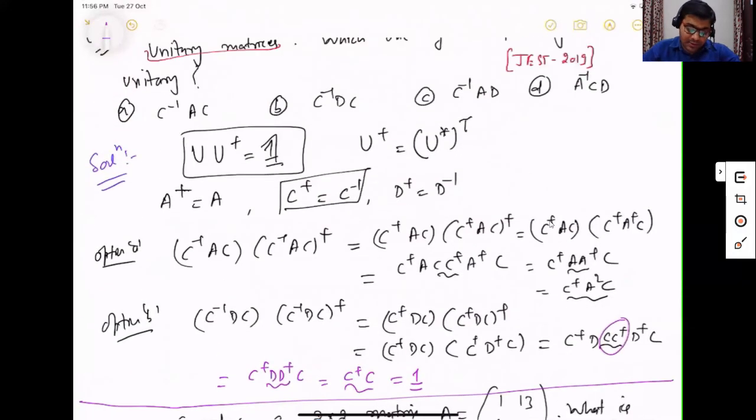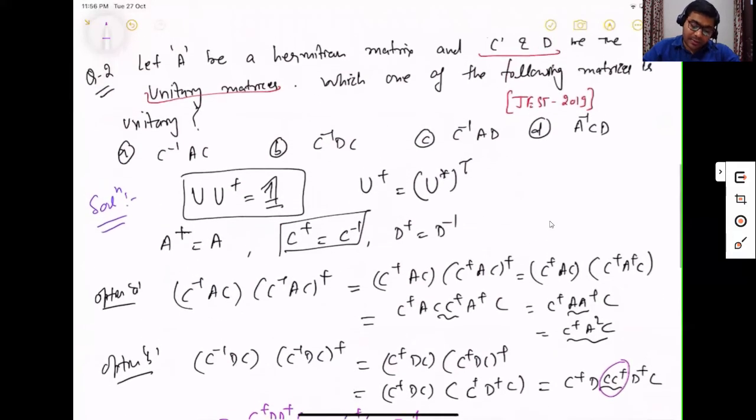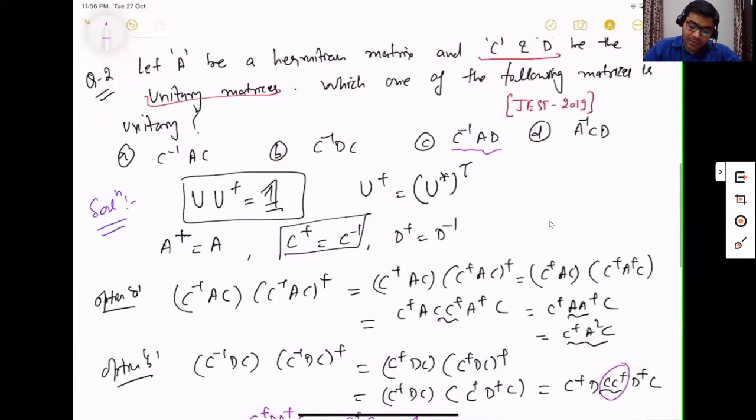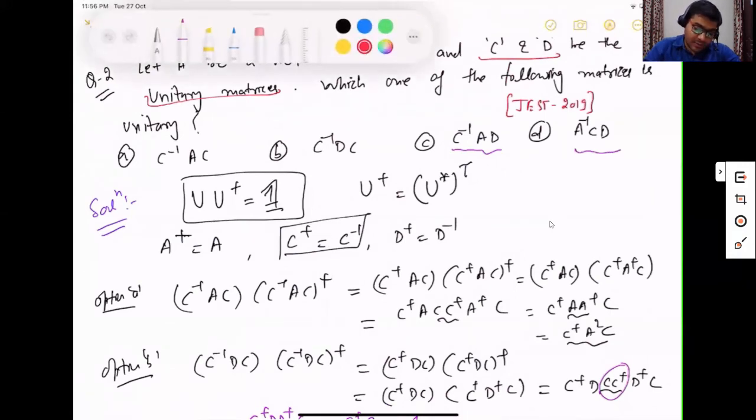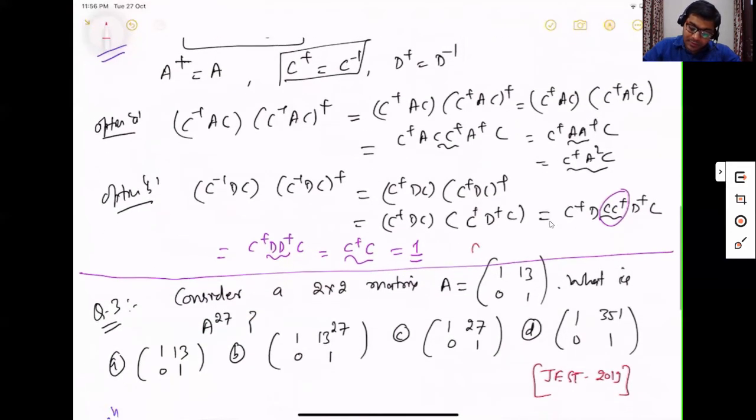If we check the other options, we will not get that. If we multiply those matrices with their own dagger, we will not get identity. Similarly, the same is true for the remaining option. So option B is correct.